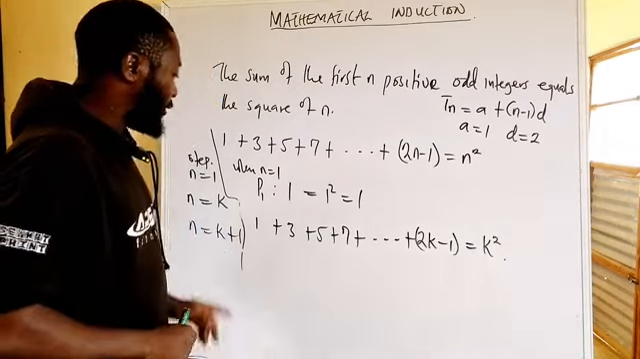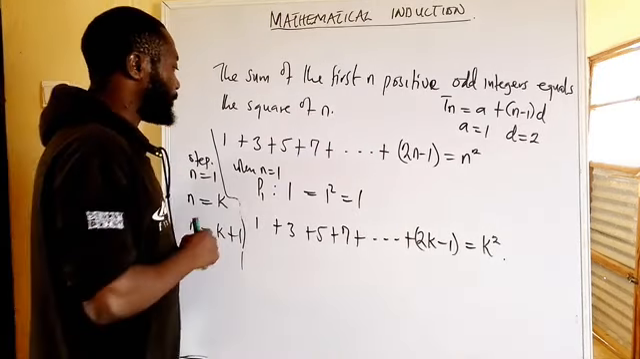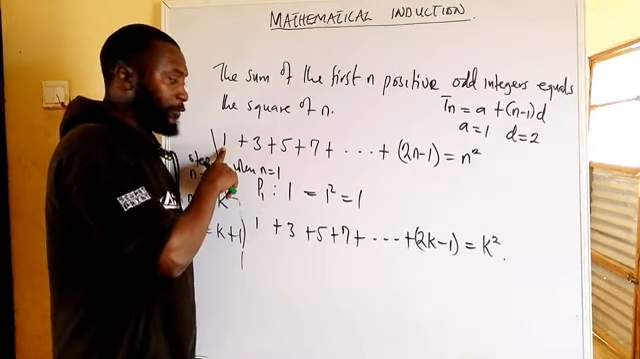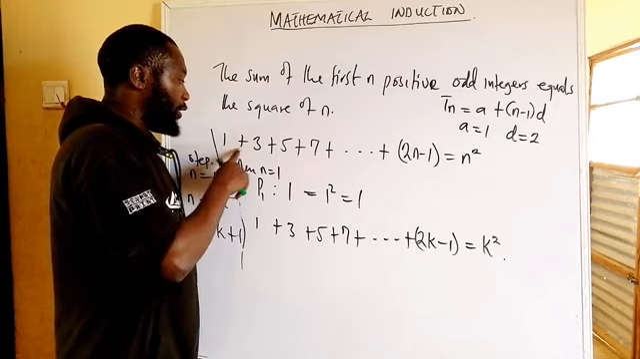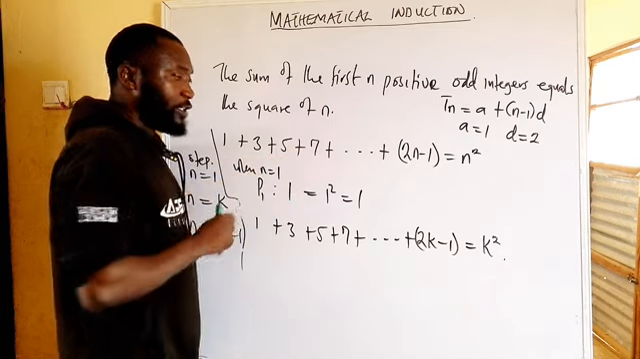Now let's check for our expected result. Look at this. Here is the first term. Here is the second term. Here is the third term. How do we generate each term?